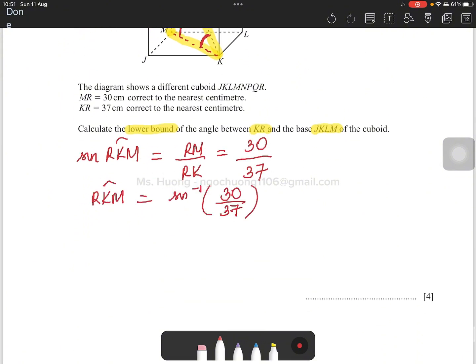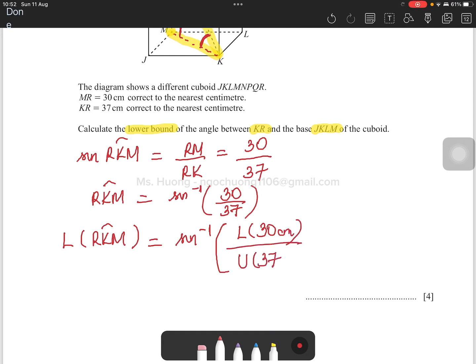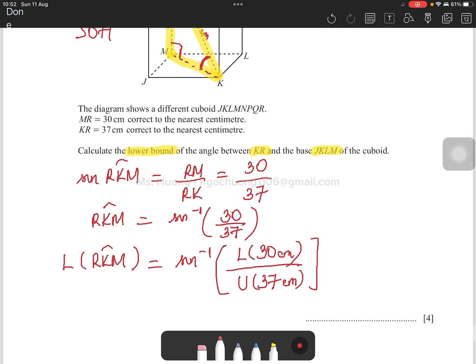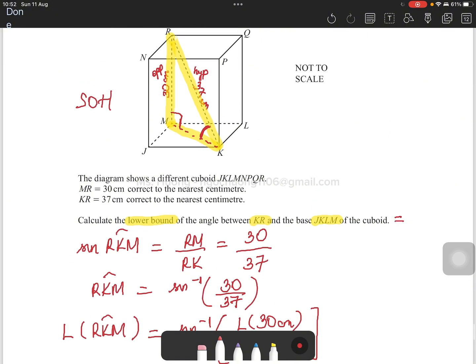And if you want to find the lower bound of the angle RKM, we use the inverse of sin of the lower bound of the side 30 centimeters divided by the upper bound of the side 37 centimeters. So this is what we want to find: lower bound of 30 centimeters and upper bound of 37 centimeters. Remember, the angle between KR and the base is the angle RKM.